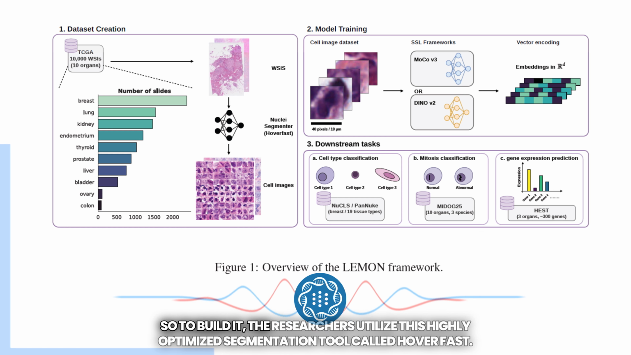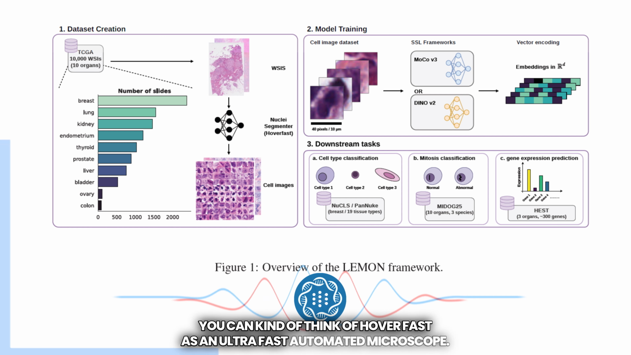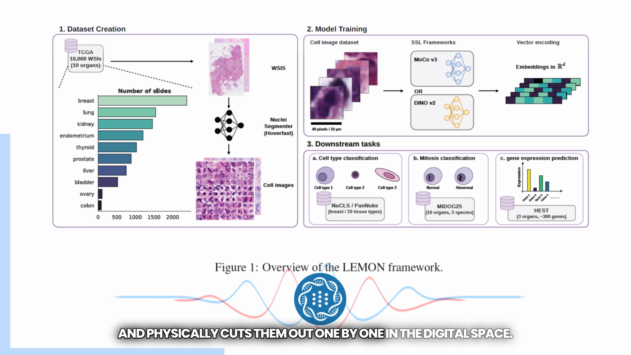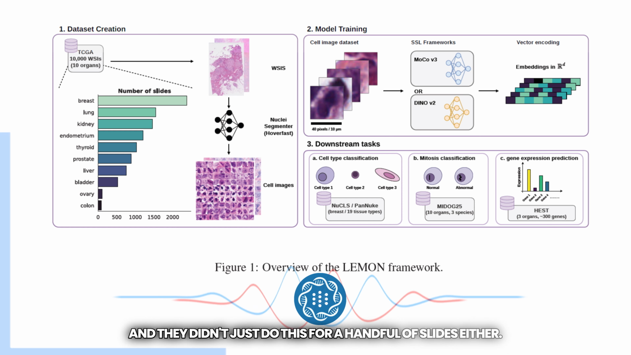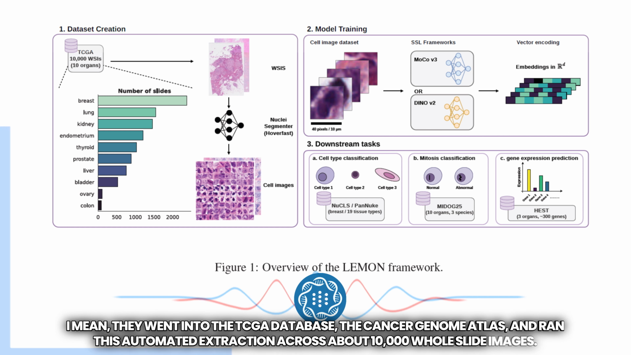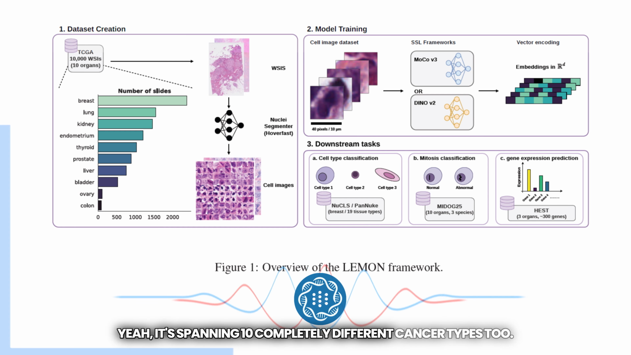So to build it, the researchers utilized this highly optimized segmentation tool called HoVerFast. You can kind of think of HoVerFast as an ultra-fast automated microscope. It scans through these massive slides, identifies the precise boundaries of every single nucleus, and physically cuts them out one by one in the digital space. And they didn't just do this for a handful of slides either. I mean, they went into the TCGA database, the Cancer Genome Atlas, and ran this automated extraction across about 10,000 whole slide images. Yeah, it's spanning 10 completely different cancer types, too.